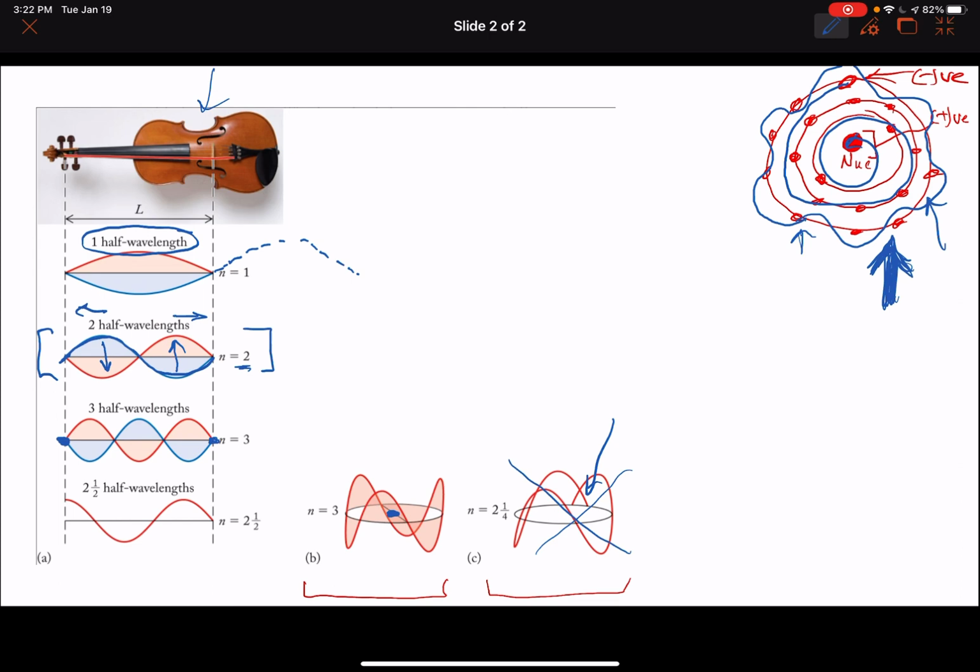Okay, so those are some of the ideas highlighted in your chapter to show that there are things explained better by wave-like characteristics for electrons.